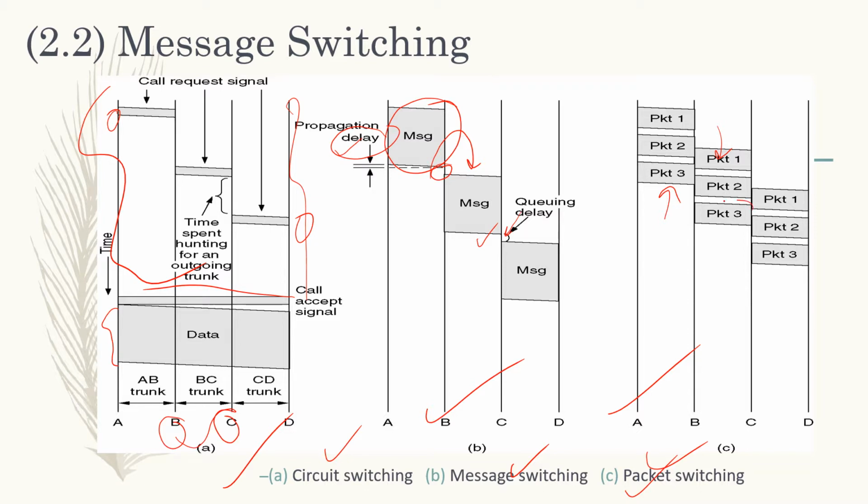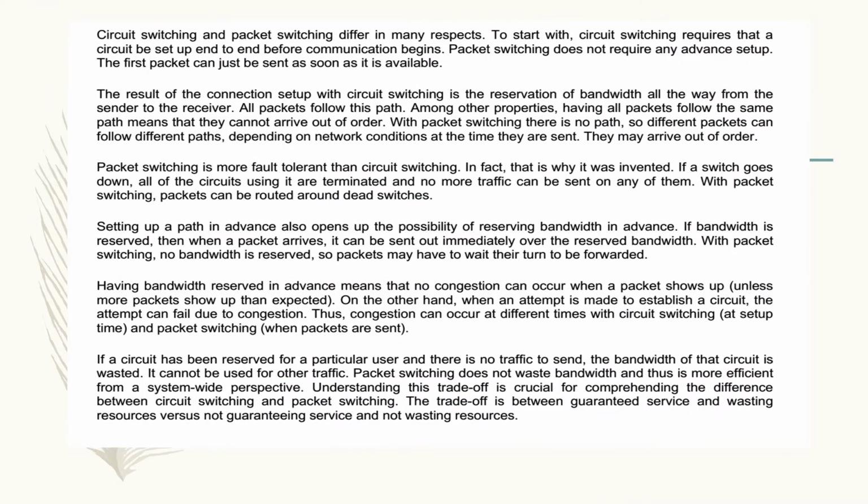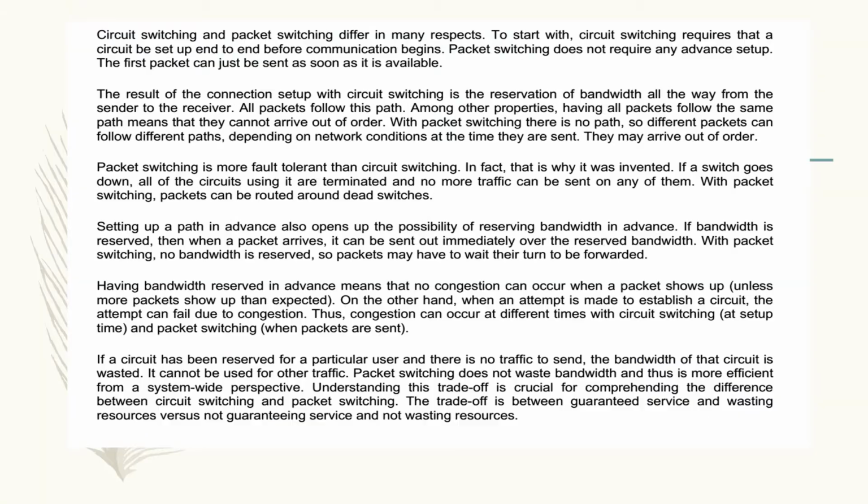So here also, see, packet 3 has not come in properly, and packet 1 has already reached the next office. So those are the different types of switching that we have, and we have seen this in class also. I hope you have understood. Let us quickly look at the differences.